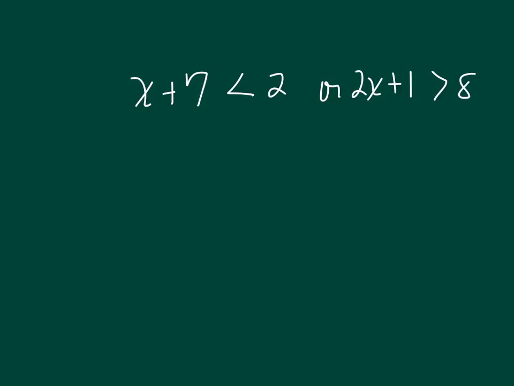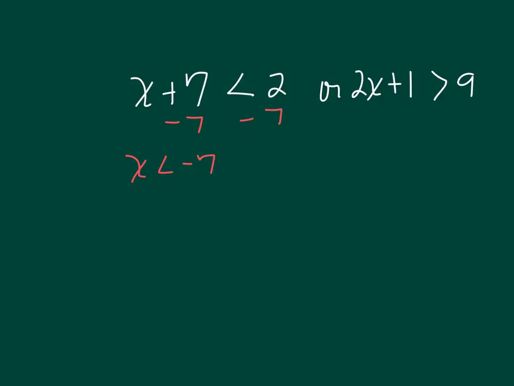Now let's say that you need to solve this compound inequality where x plus 7 is less than 2 or 2x plus 1 is greater than 8. Well, no, let's make that 9. I want numbers that are prettier. Okay, so I'm going to go ahead and solve each one of these separately. So minus 7 on both sides. So I have that x is less than negative 7.